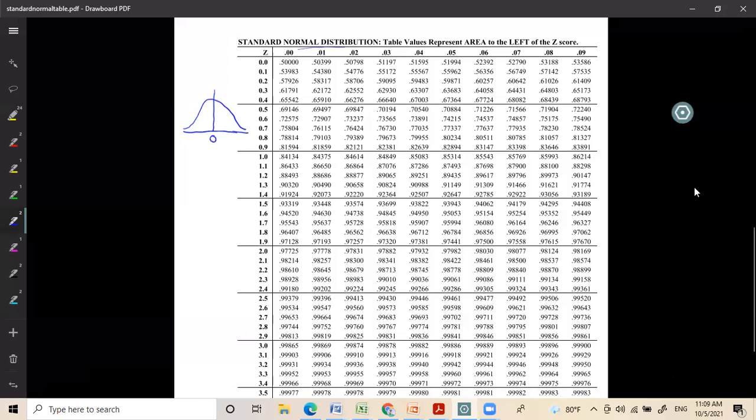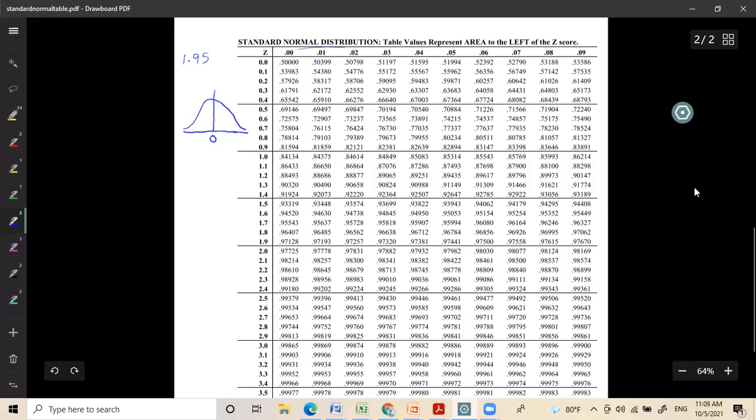Say, for example, if you want to read 1.95, how do you read it? You get 1.9 from the first column, and the second decimal 0.05 is from this one. So 1.95 is this one. So this 0.97441 is what? For the z score positive 1.95, everything below this, the probability is 0.97441. Okay.